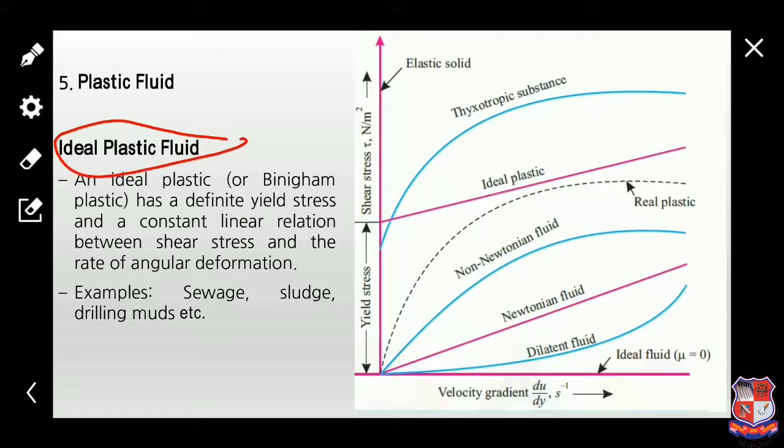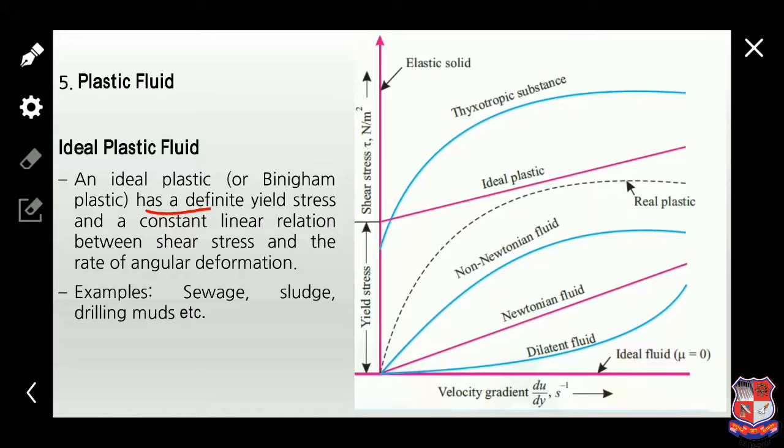An ideal plastic fluid has a definite yield stress and a constant linear relation between the shear stress and shear strain. Examples are sludge and drilling muds. In an ideal plastic fluid, after the yield stress, the fluid behaves like a Newtonian fluid. In this graph we see that the line is perfectly straight and inclined. So shear stress is directly proportional to shear strain after the yield stress, and the fluid is known as an ideal plastic fluid.